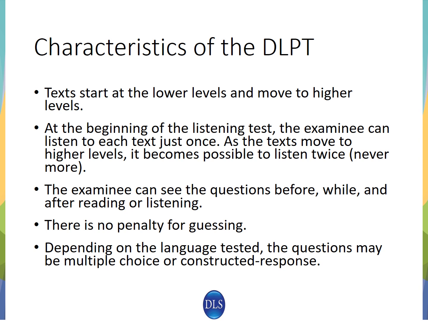The text and the questions start at the lower levels and move towards higher levels. In the listening test, lower level audio can be heard only once, but for higher levels it is possible to listen twice. The computer will never allow the test taker to hear a listening text more than 2 times. The questions for each text are visible before, during, and after the listening or reading. This is important since the student can know in advance what to read or listen for in the text.